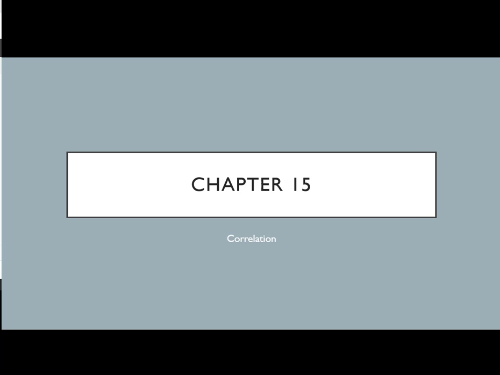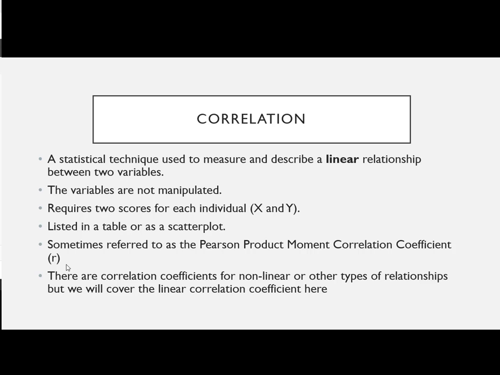Okay, so chapter 15 deals with correlation. It's a statistical technique used to measure and describe a linear relationship between two variables. Some things to note: the variables are not manipulated. It requires two scores for each individual.